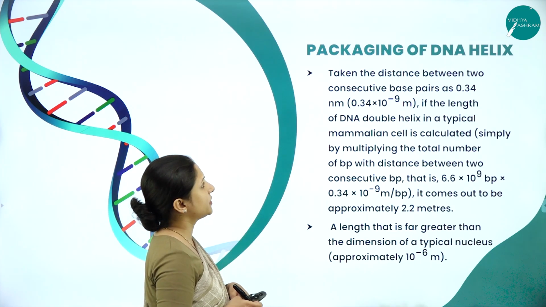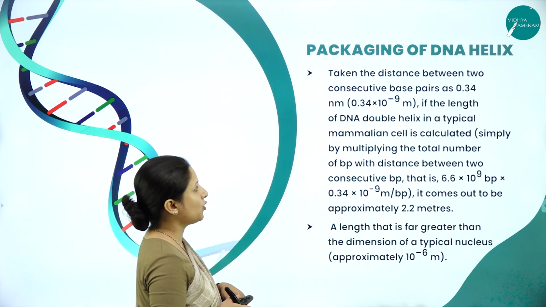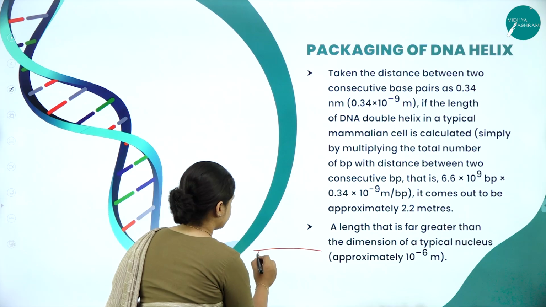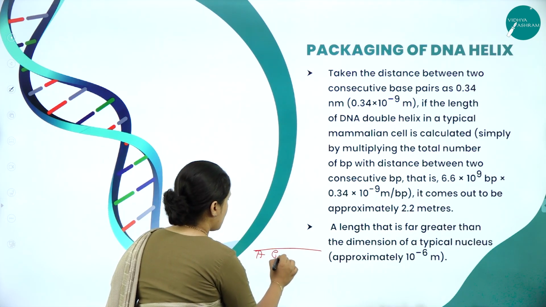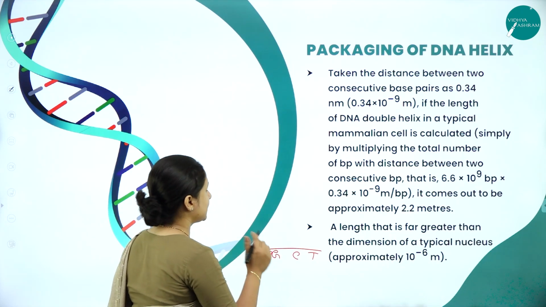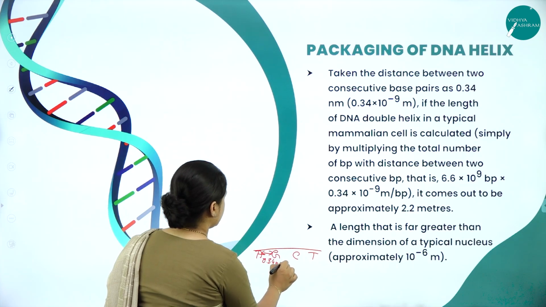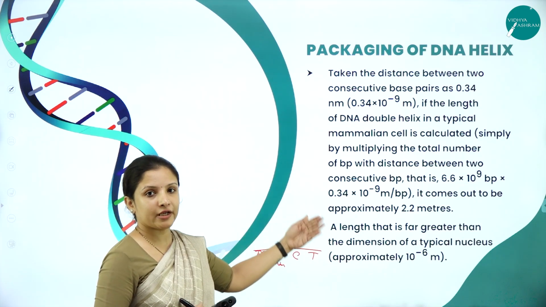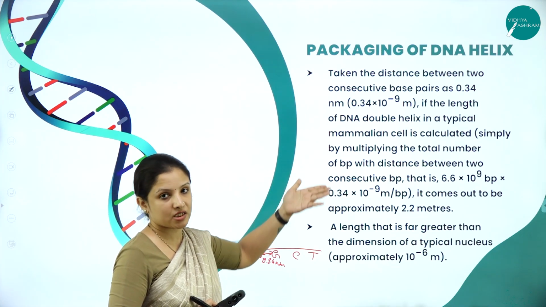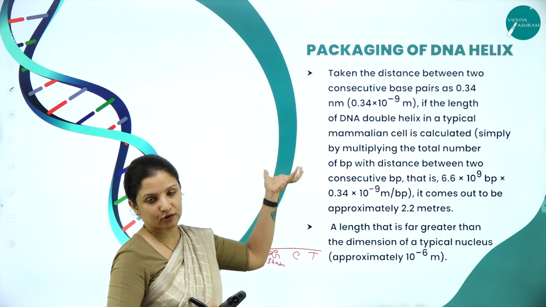So take the distance between the two consecutive base pairs as 0.34 nanometer. So if the length of the, say we have the DNA strands, right? Adenine, guanine, cytosine, thymine. So between these itself, there is a distance of 0.34 nanometer. So this is into how many times? 0.34 into 10 to the power 9 meters. In meters, we write it as 0.34 into 10 to the power 9 meters because we can't give a very big number.